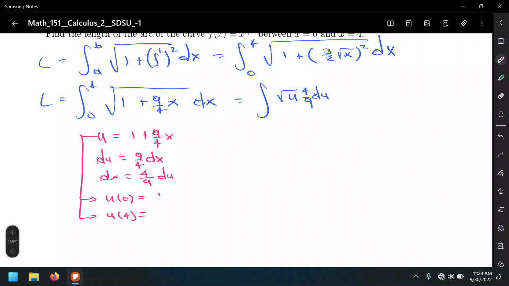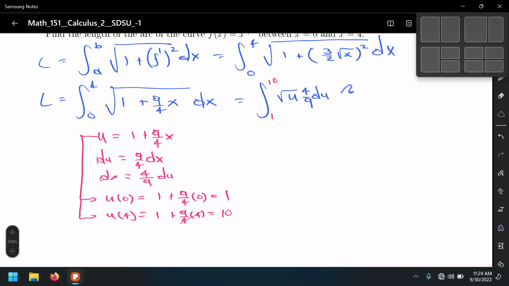So u at 0, that's 1 plus 9 over 4 times 0, and u at 4 is 1 plus 9 over 4 times 4. So this will be 0 plus 1, that's 1. And here we can cancel the 4s. That's going to leave us with a 9. But 9 plus 1, that's a 10. So we're integrating from 1 to 10 in the world of u. Alright? So let's do the whole problem in the world of u.